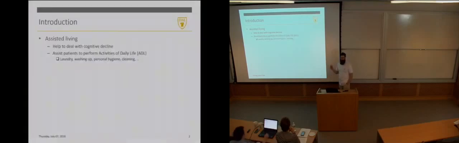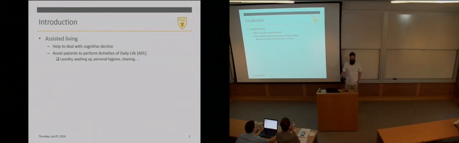Among other things, it helps patients to deal with cognitive decline, like patients who have Alzheimer's. In particular, it focuses on assisting patients to perform so-called activities of daily living. And these are routines that take place every day, like doing the laundry, washing up, cooking, attending to personal hygiene, cleaning the house, and so on and so forth. And this can entail moving the patient to an assisted living home. This can entail having a caregiver drop by once or a few times a day to help them perform those tasks. Of course, being computer scientists, we go about it a different way.